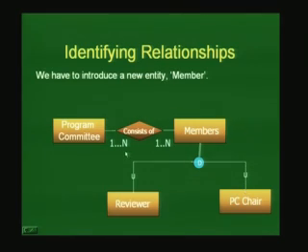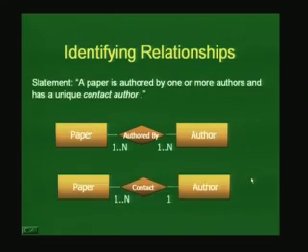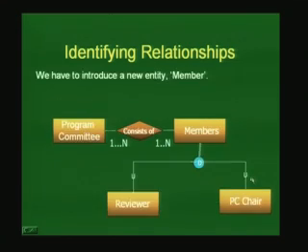Okay. So a committee can consist of 1 to n members, but there has to be exactly 1 PC chair. So basically, in addition to this, we have to give a cardinality of 1 here and n here for n reviewers and 1 PC chair.